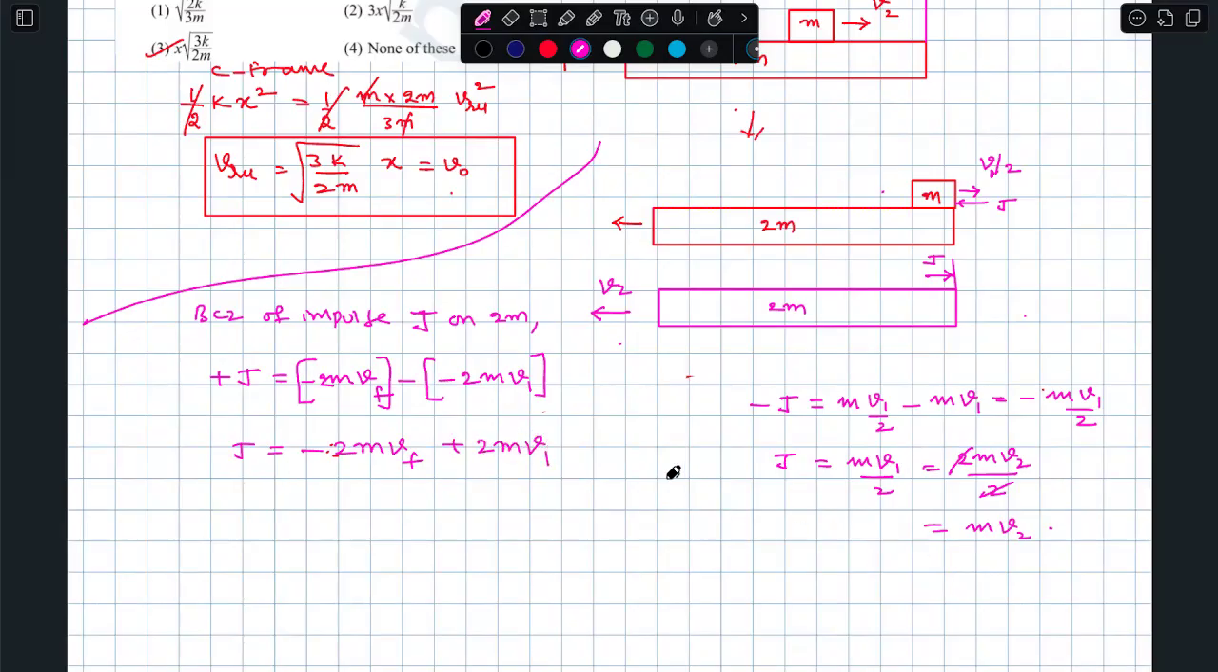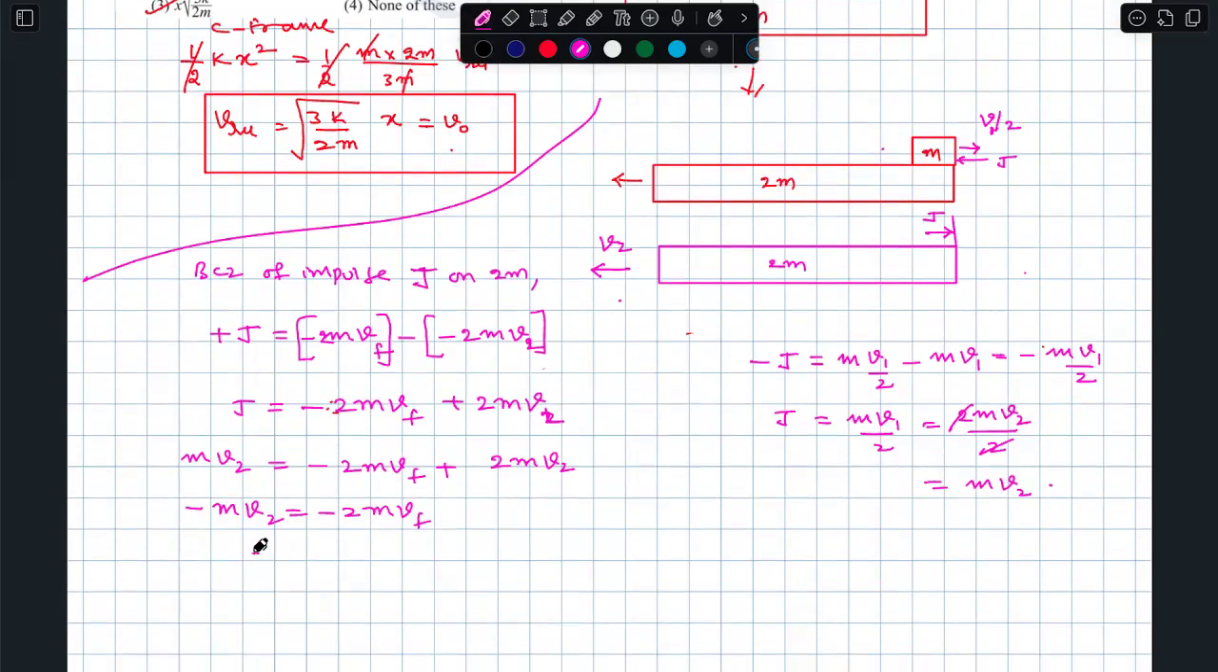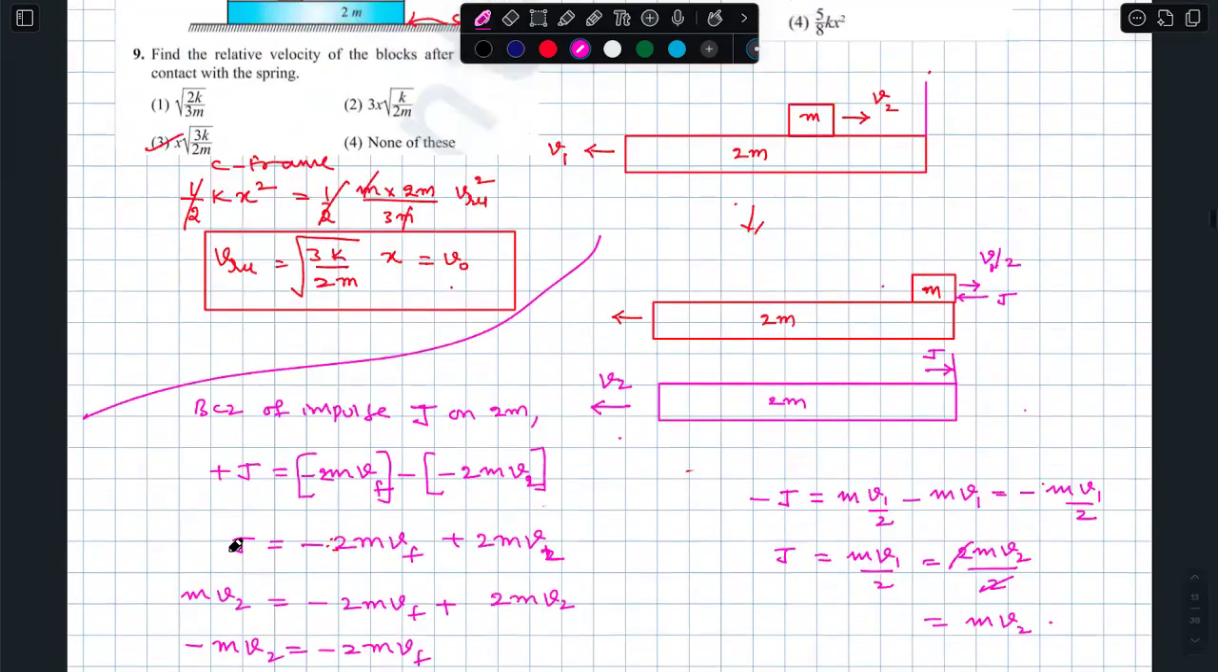But what is J according to you? mv2. So mv2 is minus 2mv final plus 2mv2. So minus mv2 is minus 2mv final. So therefore, V final is V2 by 2. Obviously, this is also becoming half. Yes or no? I'll start again.